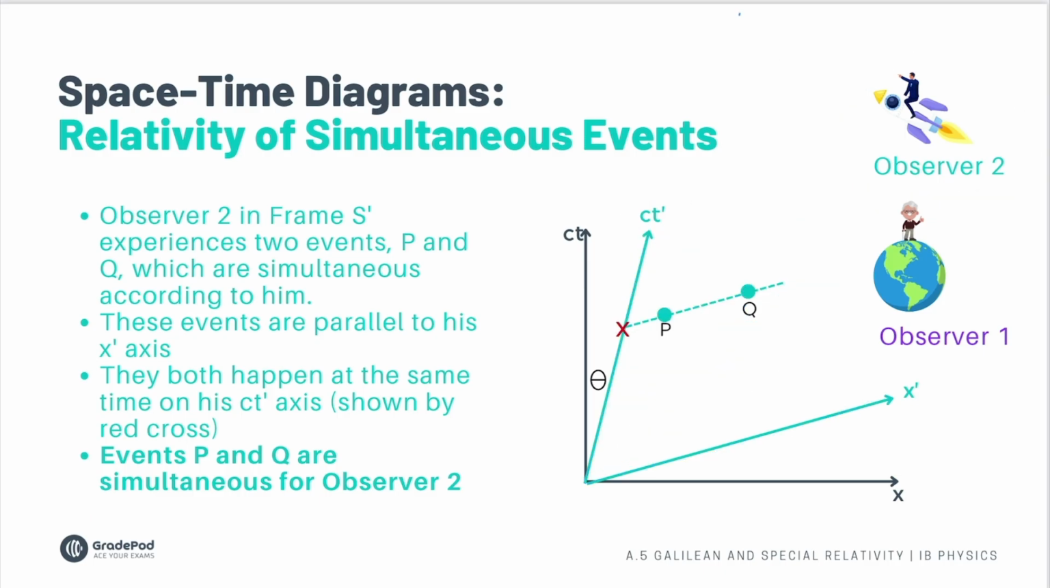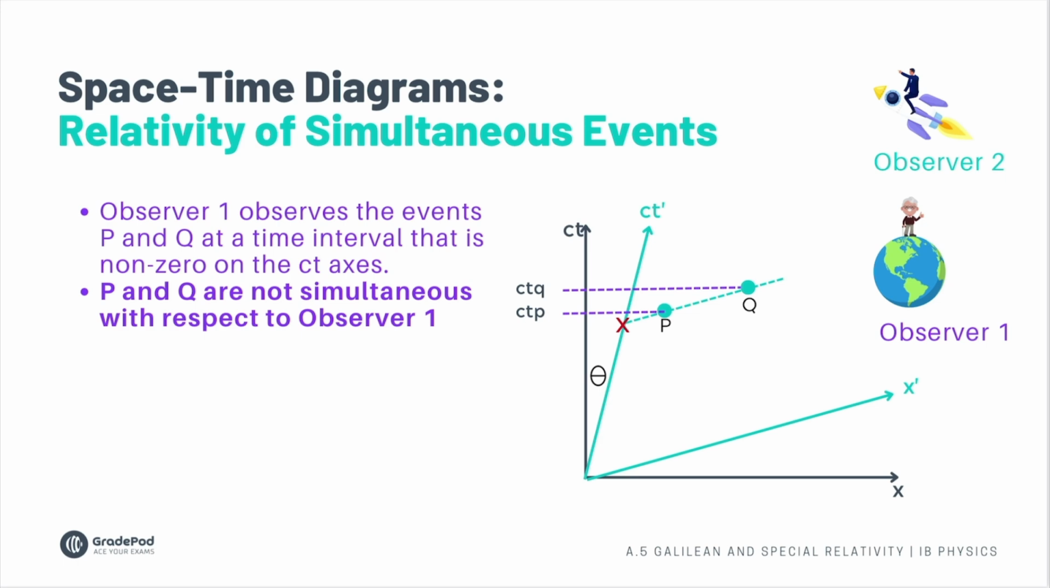But let's now consider P and Q for observer 1. For observer 1, you're using a different set of axes. We're using these axes.